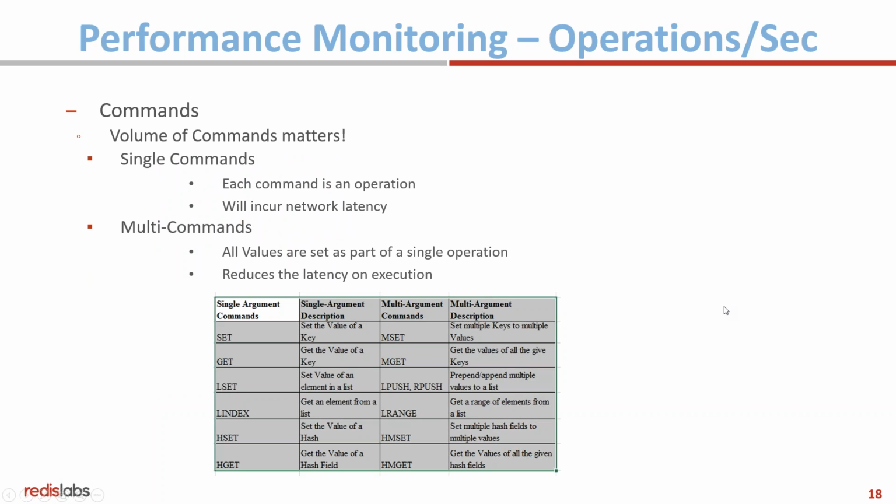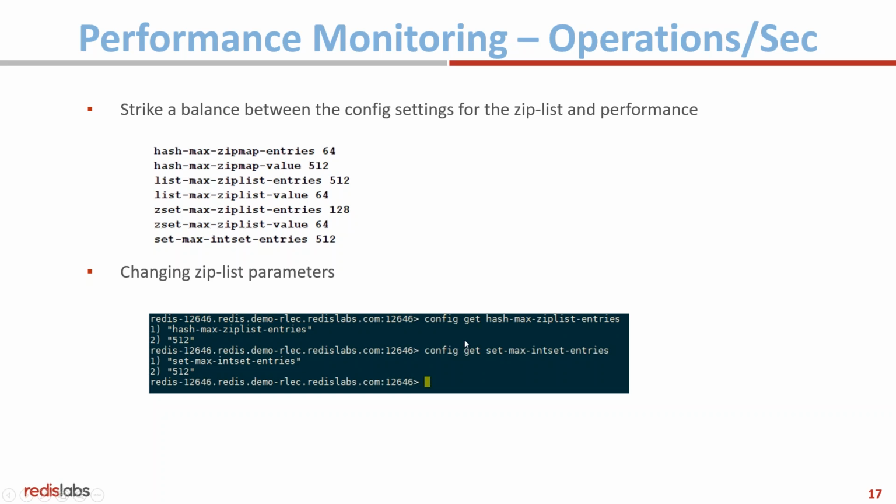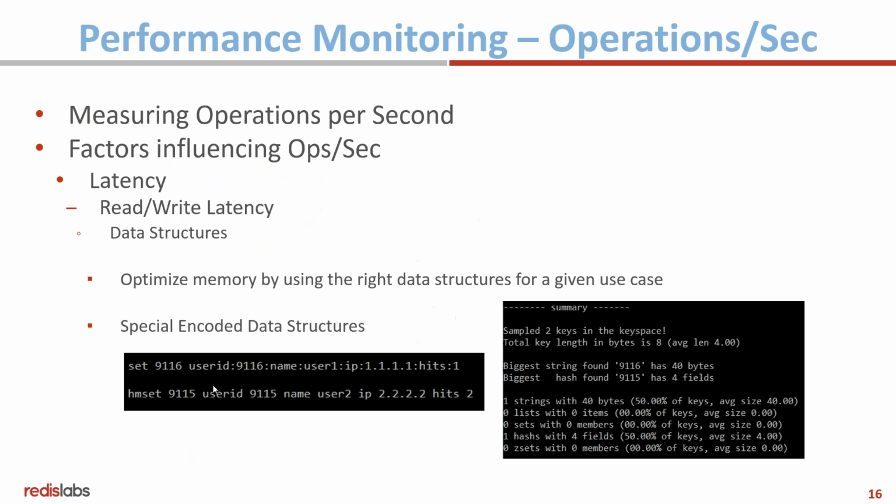The other aspect that influences the operations per second is the commands themselves. A lot of times people wonder, I have a lot of commands going. Yes, the volume of commands going to your Redis database does matter, and how you go about doing this is also going to matter. Say, for example, the single commands, the SET and the GET. If you're doing a single command, you're going there and inserting the data. Like in the previous example I have here, which is an HMSET where I'm actually setting multiple keys at the same time. It's a single operation for Redis.